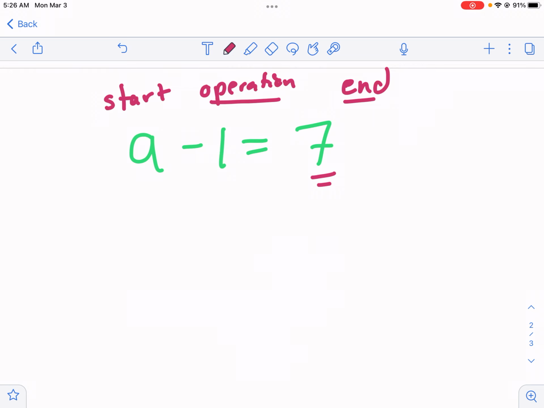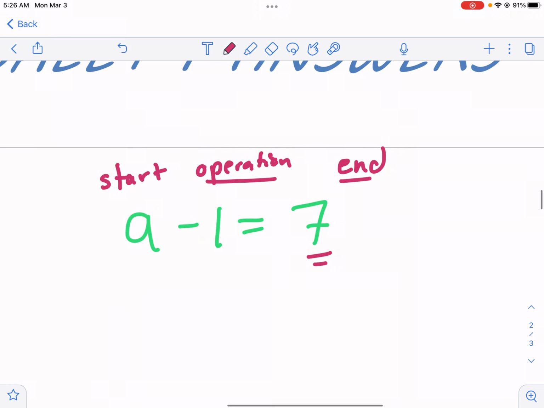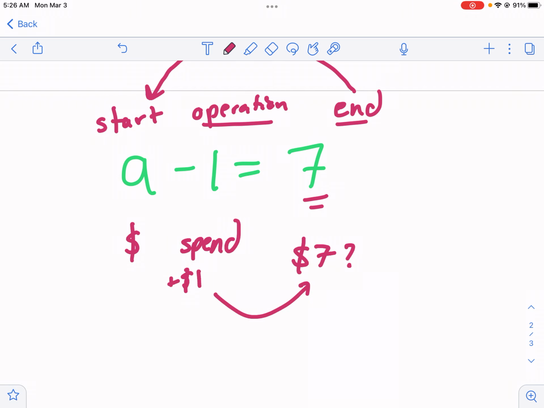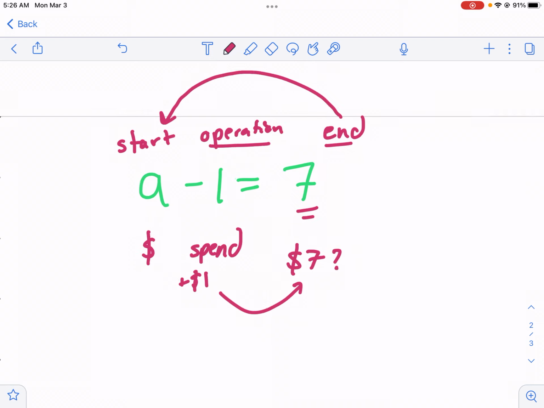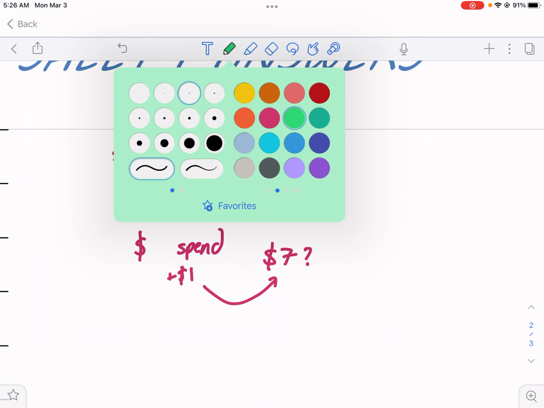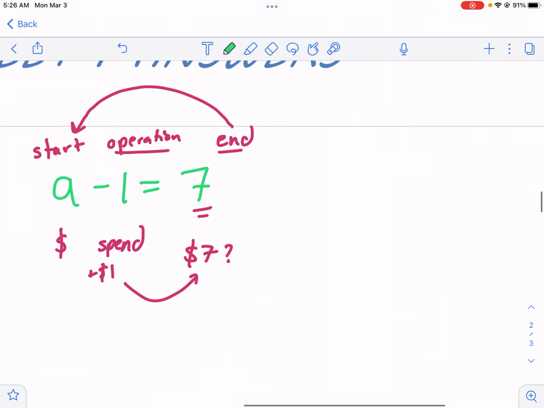What we need to do is go backwards. If we know our end and we want to go back to the start, think of it this way. We have some amount of money, we spend $1, and we know we end up with $7. Where do we start? To find where we started, you're going to add that $1 back to your end amount to figure out what your starting value was. So the key to this process is going in reverse. And when you go in reverse in math, you're going to use the inverse operations.